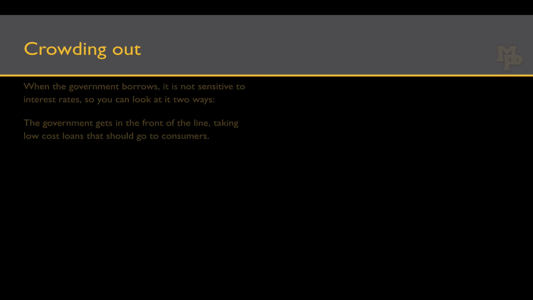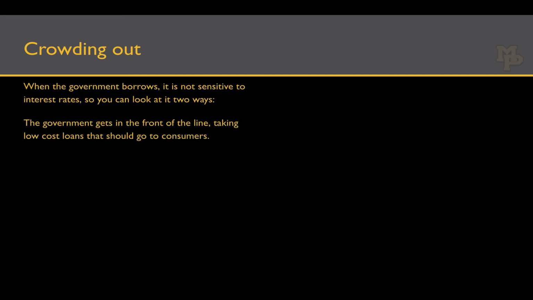Notice I mentioned crowding out on both the demand and the supply side. So let's talk about what it means. Crowding out is when the government borrows money to finance projects. The government is not sensitive to interest rates.